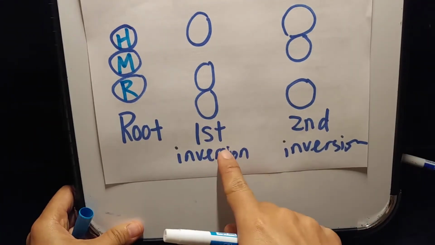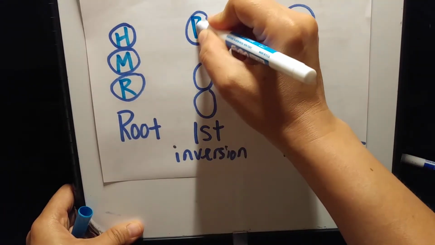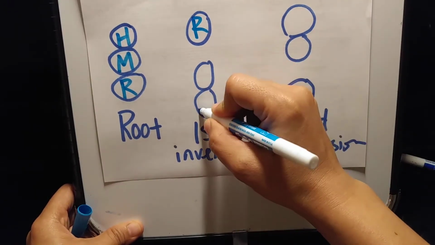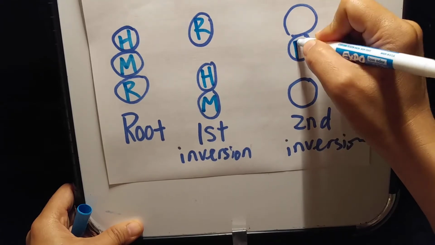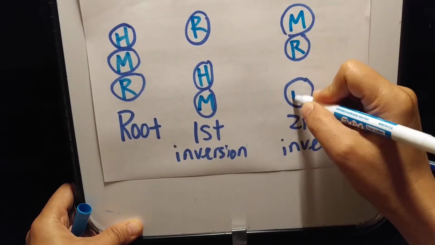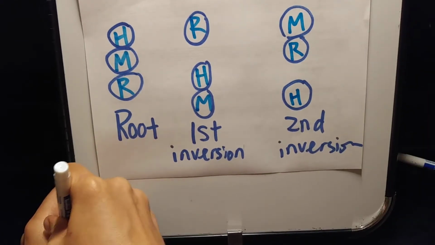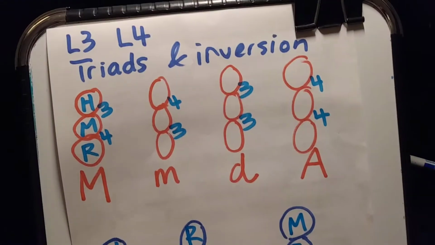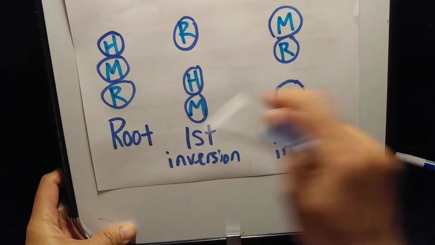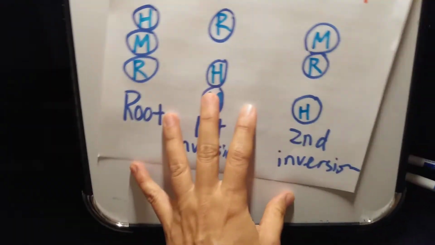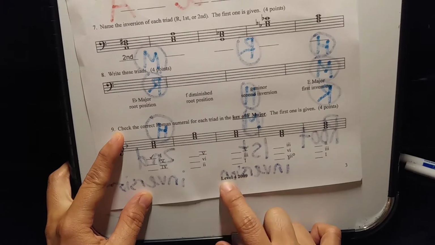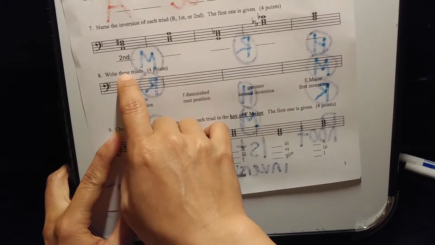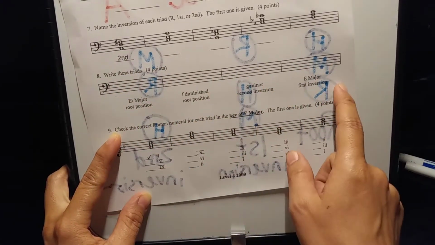Okay, when you have the first inversion, we call this root, middle, highest. Second inversion, root, middle, highest. And whatever you do, you refer to this triads and this inversion chart. Okay, so we're going to look at level 4, 2009, number 8. So write this triad. You have 1, 2, 3, 4 of them.